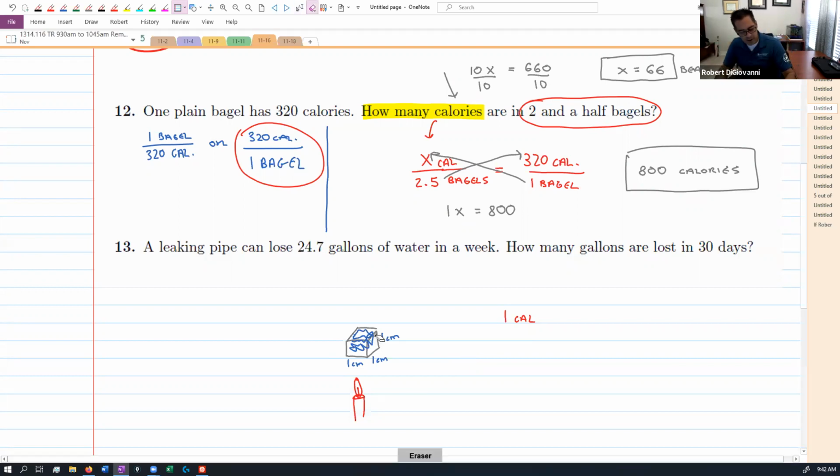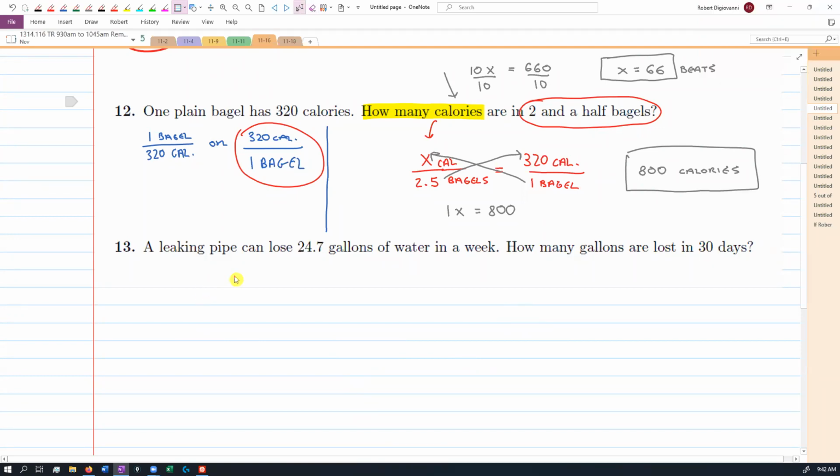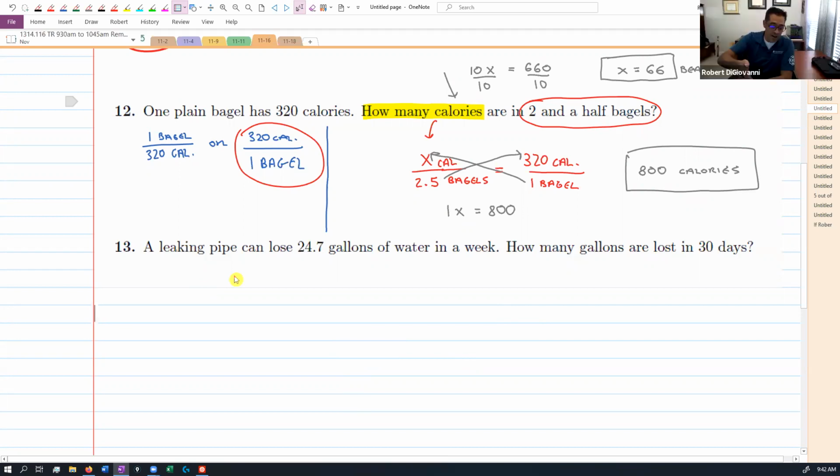It's kind of weird. Okay, now let's do this one, a leaking pipe. This particular leaking pipe can lose 24.7 gallons of water in 1 week. How many gallons are lost in 30 days? All right, so first what's given to us: 24.7 gallons in 1 week. So I have 2 ratios I can set up. 24.7 gallons, I'm just going to put G, over 1 week.